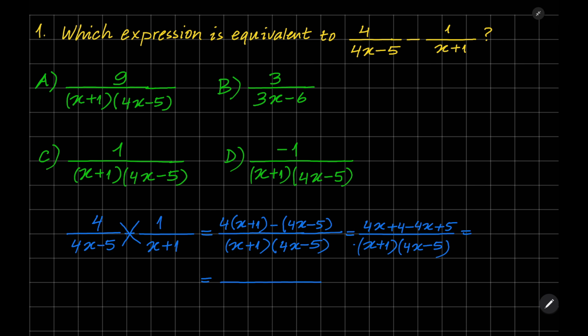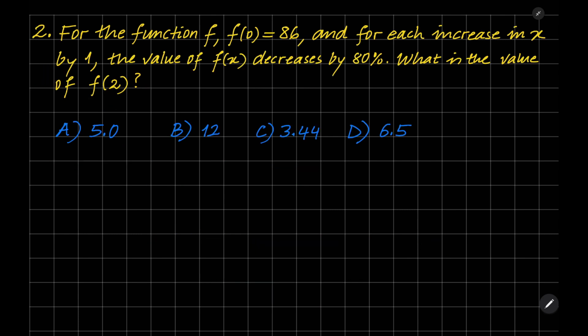It is equal to 4x minus 4x is 0 and 4 plus 5 is 9. 9 over x plus 1 times 4x minus 5. That's the answer. So, choice A is correct. Now let's go to the next question. This is the second question.